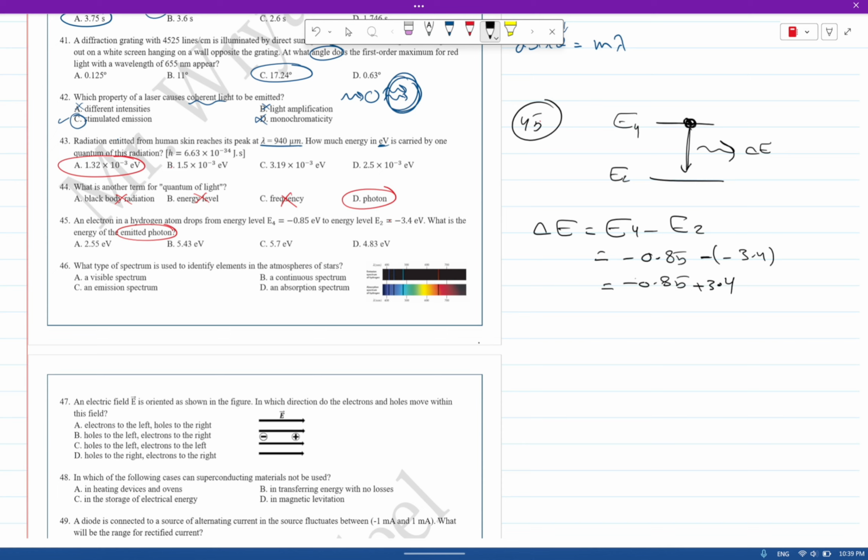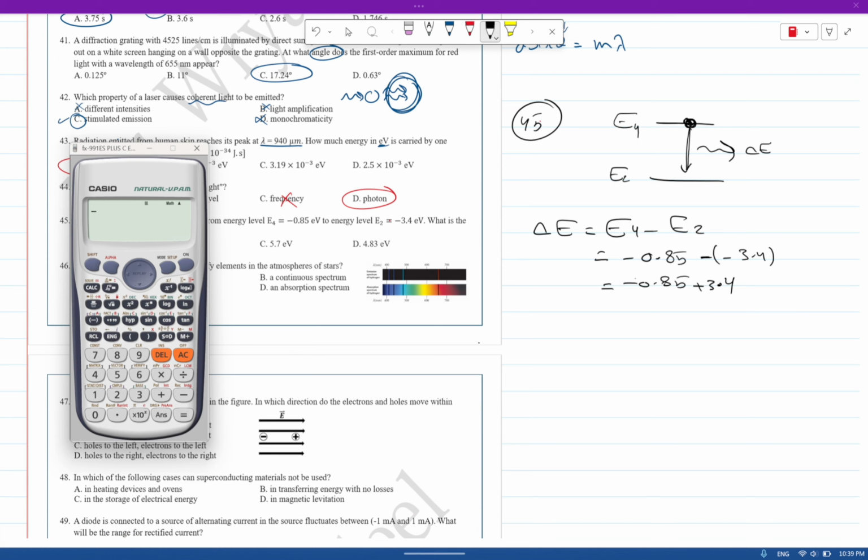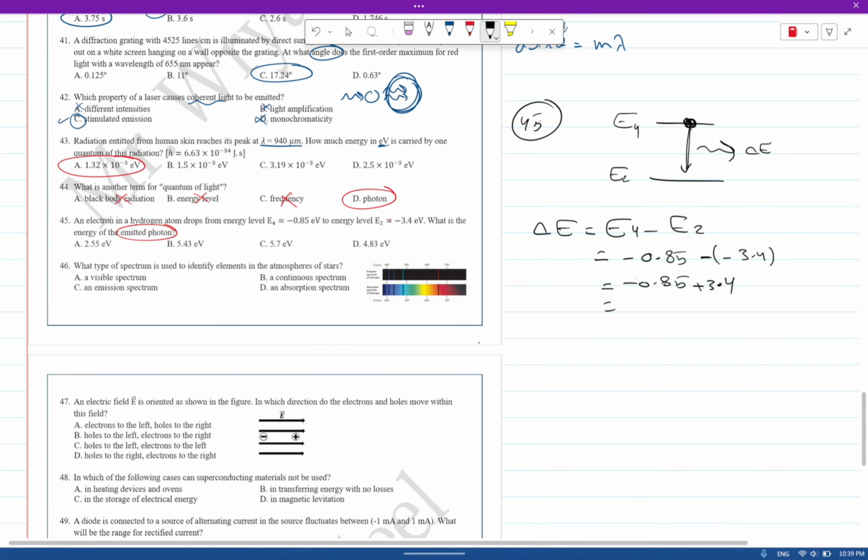So let's do the math and see what that equals. Negative 0.85 plus 3.4. That is going to be 2.55 electron volt. That is positive electron volt. Okay, do we have that? We should. That is option A.